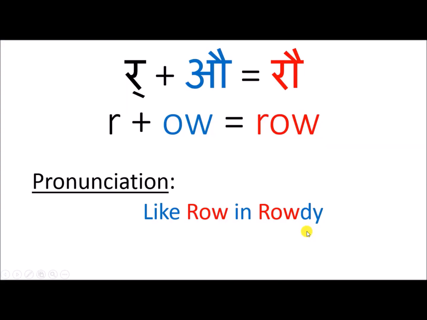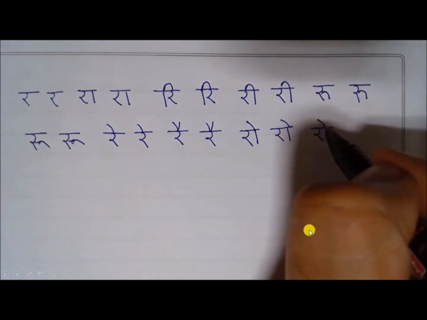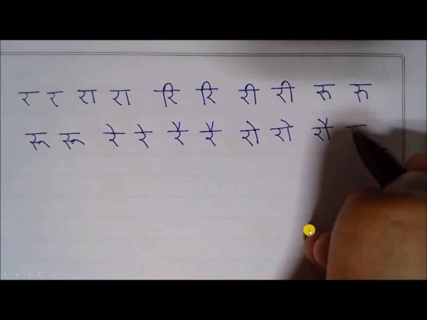Okay. Next is raw. And you get this sound raw when you add r to ow. R plus ow equal to raw. R plus ow equal to raw. And raw is pronounced like row in rowdy. Rowdy. Okay. And raw is written like this.